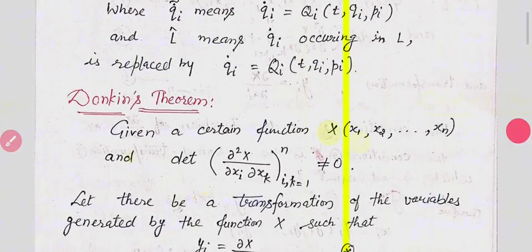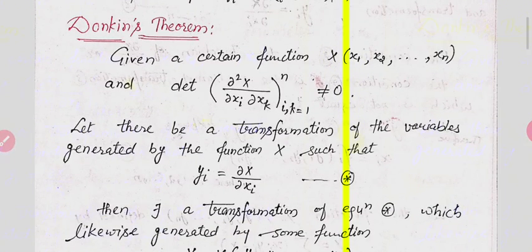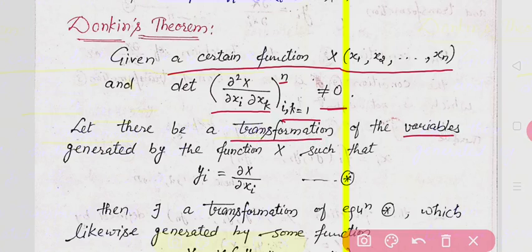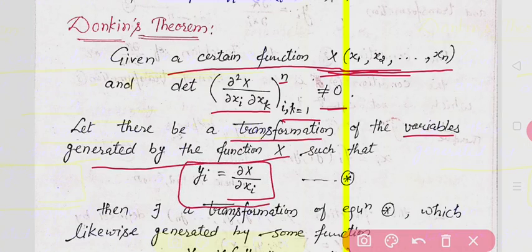Next we have a theorem, Dunkin's theorem, which is very important. What the theorem says: given a certain function X of x1, x2, x3, ..., xn, the determinant of the second derivatives, curl square X over curl xi curl xk, where i, k vary from 1 to n, is non-zero, and let there be a transformation of the variables generated by the function X. That means by using the function X we make the transformation curl X over curl xi equal to yi. So this transformation is given.